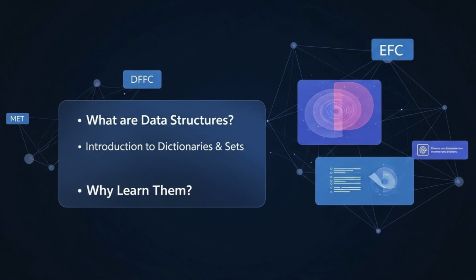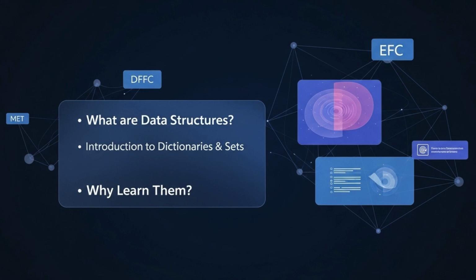Think of them as specialized containers, each designed to solve specific data management challenges. Dictionaries, sometimes called maps or hash tables, are fantastic for storing data that needs to be quickly looked up using a unique identifier. Sets, on the other hand, are perfect for managing collections of unique items and performing operations like finding common elements. Mastering these will open up new possibilities in how you approach data storage and manipulation in your projects. Let's start by looking at what makes these data structures so powerful.